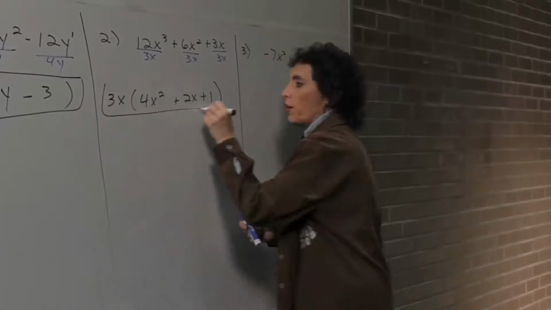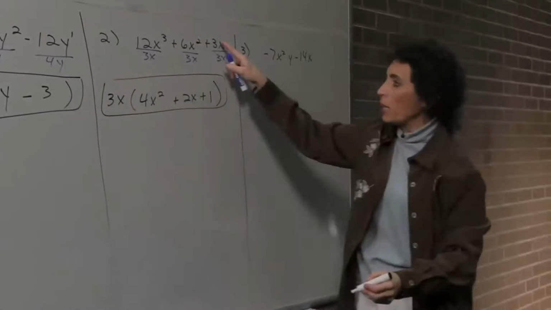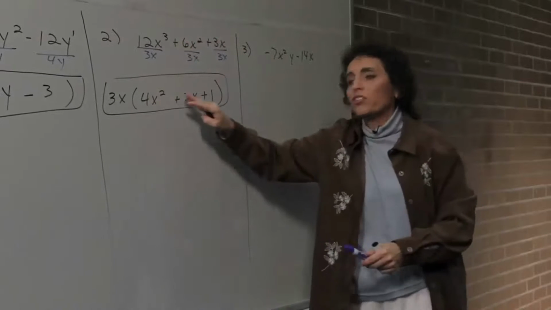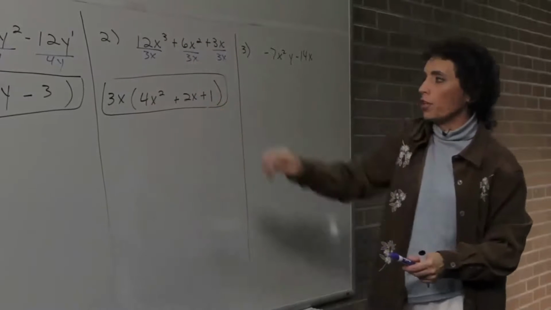So now remember, the difference between this first statement and this is just that it's written different. This is written as terms, simplified. This is written as factors. That's the only difference. So you're done there.